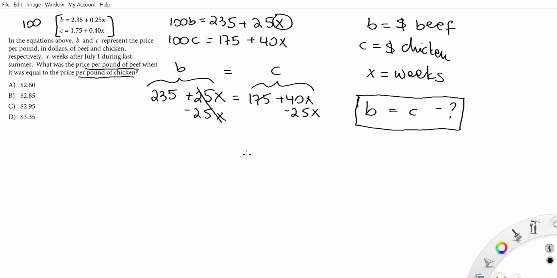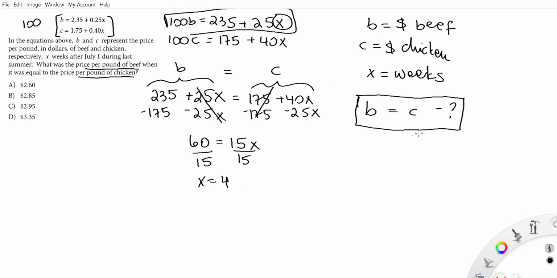So let's isolate our unknowns from our known values. This gives me a 0 here. Subtract 175 from both sides. That gives me a 0 here. 235 minus 175 is 60. 40 minus 25 is 15x. And so x is equal to 4.